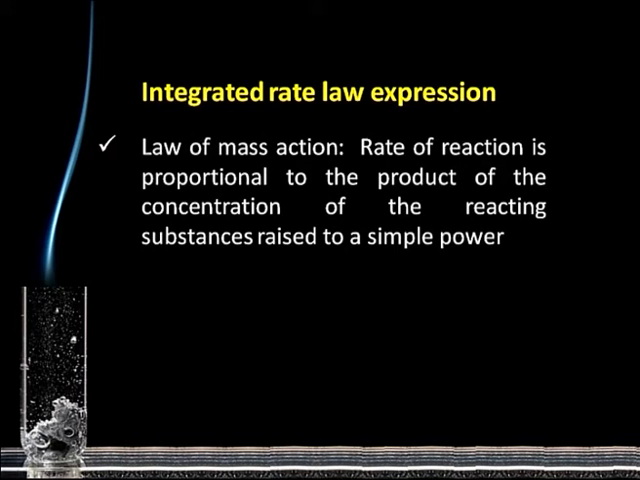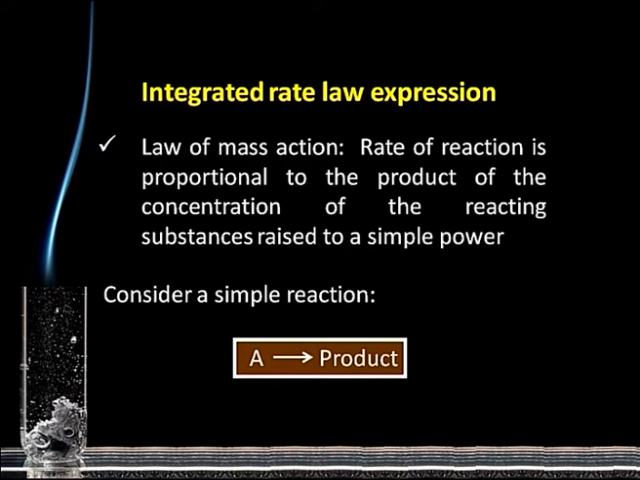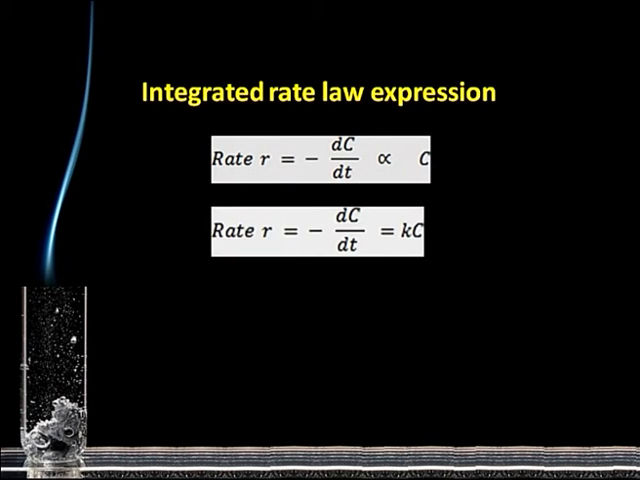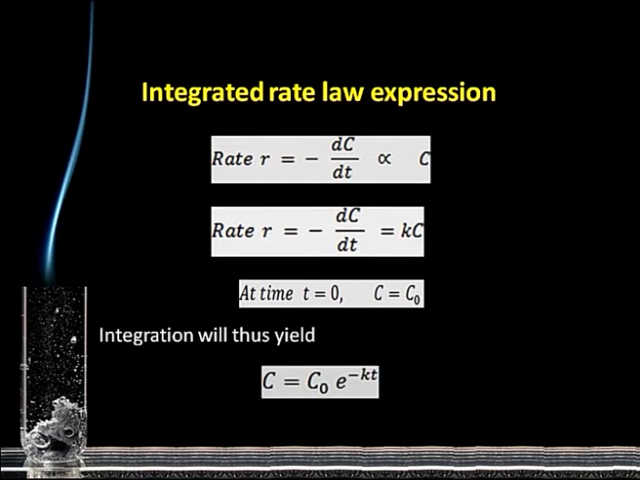Integrated rate law expression. We can recall the law of mass action. Rate of reaction is proportional to the product of the concentration of the reacting substances raised to a simple power. Consider a simple reaction again to start with, A giving you products. Rate R is equal to minus dC by dt proportional to C. We introduce the rate constant, and then we get the integrated form of it, C is equal to C0 exponential minus kt. This is what we have seen, the concentration profile that Wilhelmy got in his first experiments on chemical kinetics.